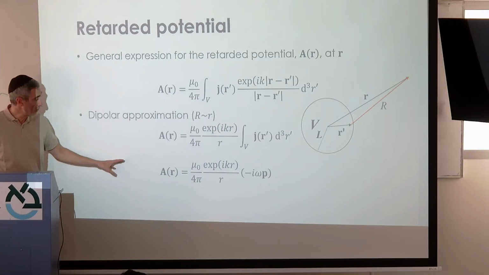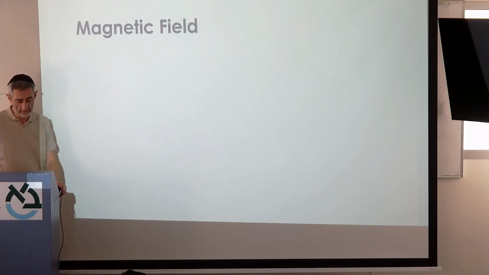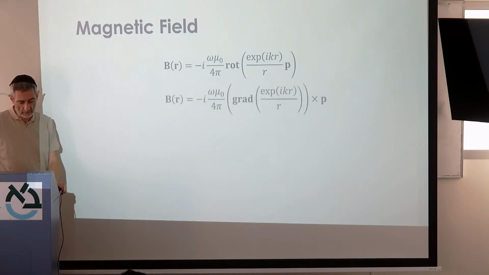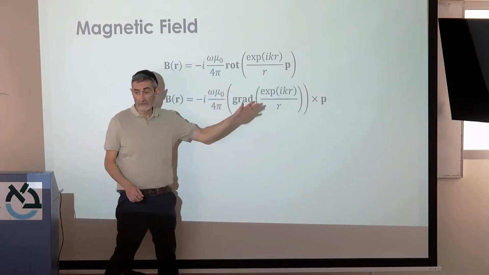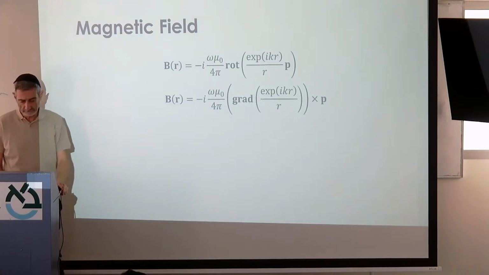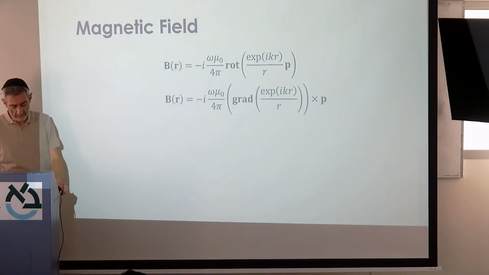So from this expression of A, you can calculate B. B is just the rotational of that expression. Again, P depends on r prime, so you can take it out. So you end up with the gradient of the exponential e^{ikr} over r, vectorial product with P.